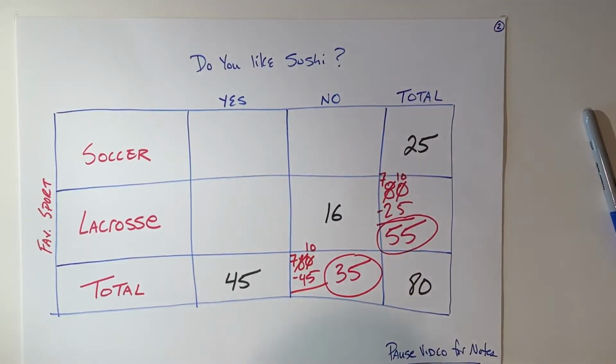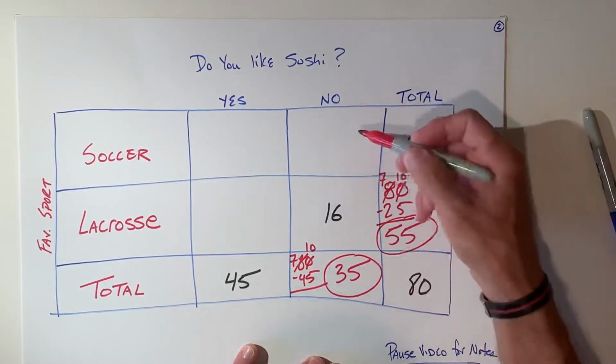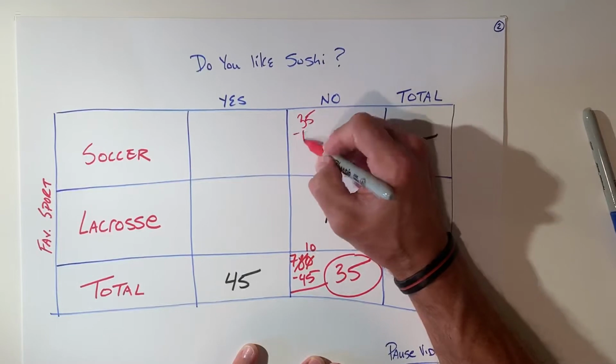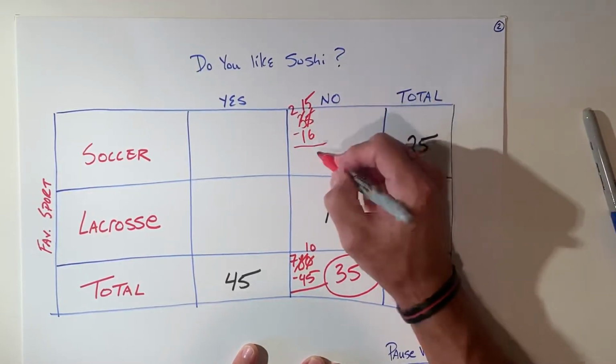I'm starting to fill in my table. Same idea, let's go on this column right here. Something and 16 make 35. So 35 minus 16, I need to borrow in this case again. This is a 9, this is a 1.